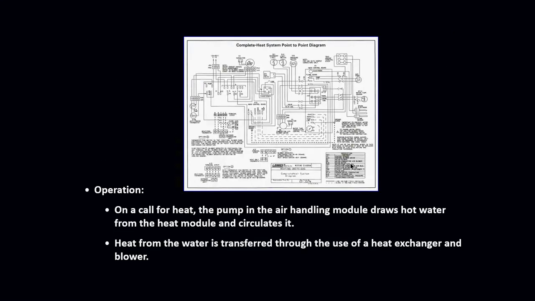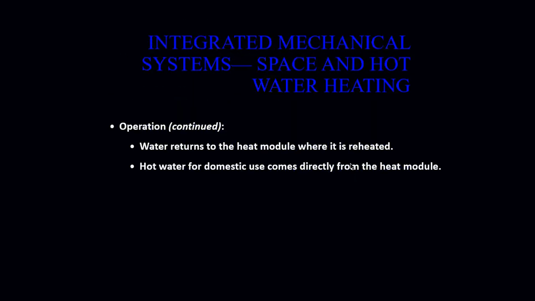The operation of these types of systems is on a call for heat. The pump in the air handling module draws hot water from the heat module and circulates it across and around. The heat from the water is then transferred through the use of a heat exchanger and a blower. The water then returns to the heat module where it is reheated. The hot water for domestic use comes directly from the heat side or the heat module.